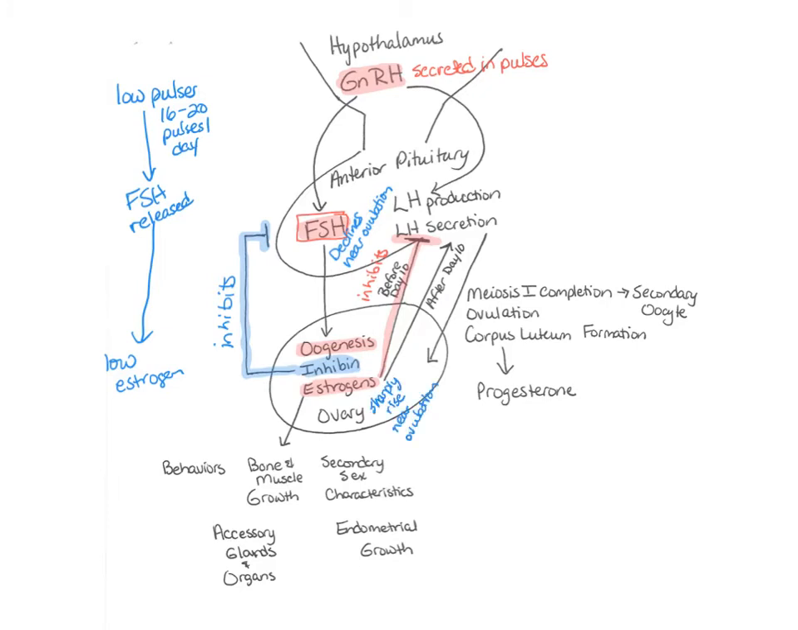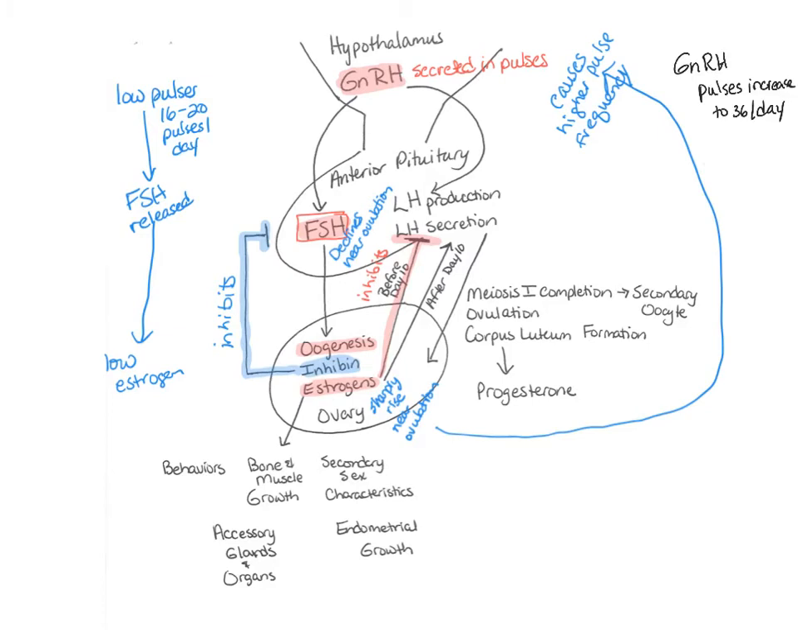As estrogen levels start to peak, this is going to result in a higher pulse frequency of the gonadotropic releasing hormone in the hypothalamus. The pulse frequency will increase to about 36 pulses per day. The increase in the pulse rate of the gonadotropic releasing hormone will stimulate luteinizing hormone to be produced and to be secreted.